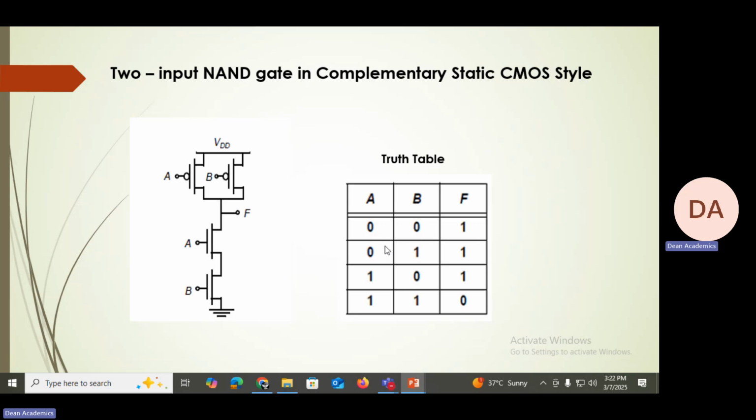And when we say 0 and 1, A is 0 and B is 1. When this is 0, it is an off switch. Therefore, there is an open circuit from here to here.